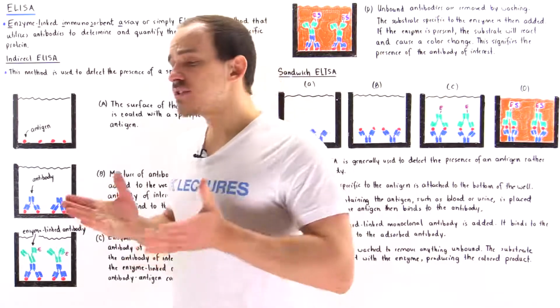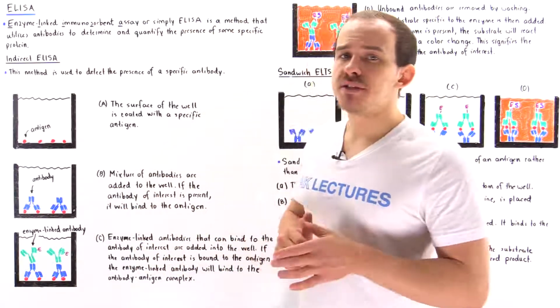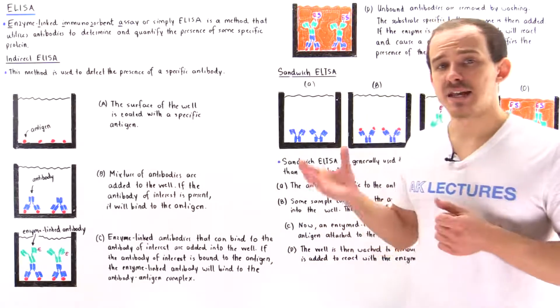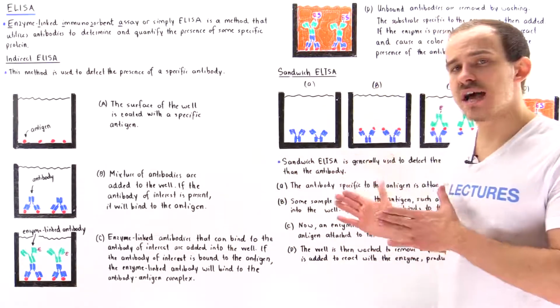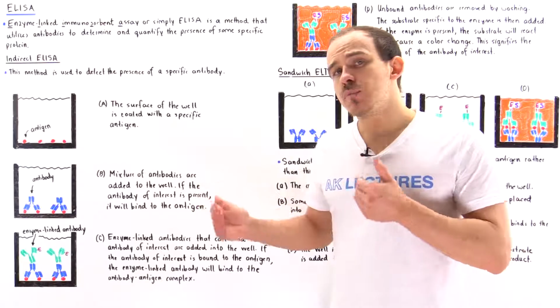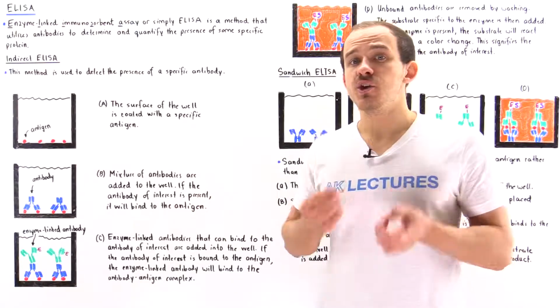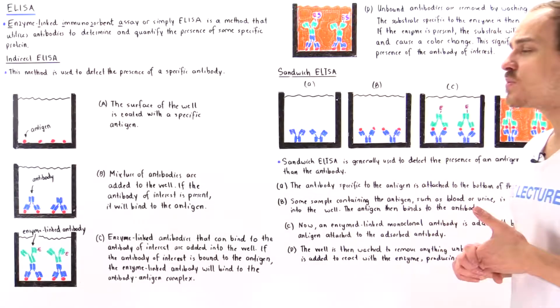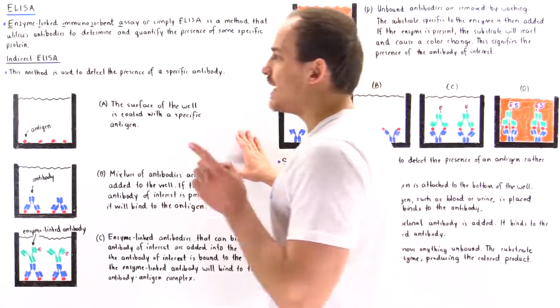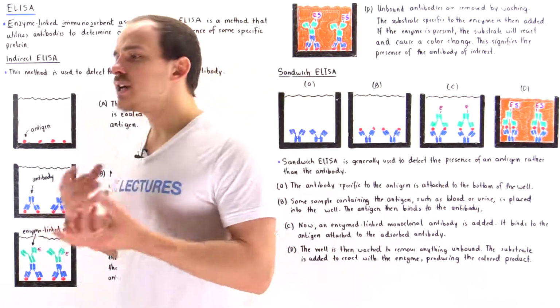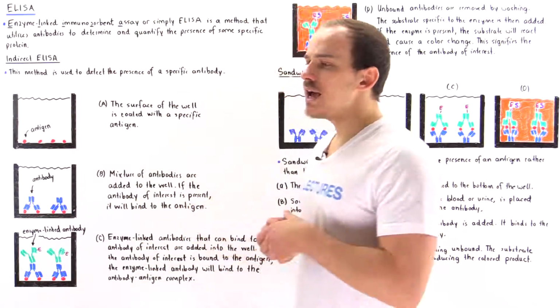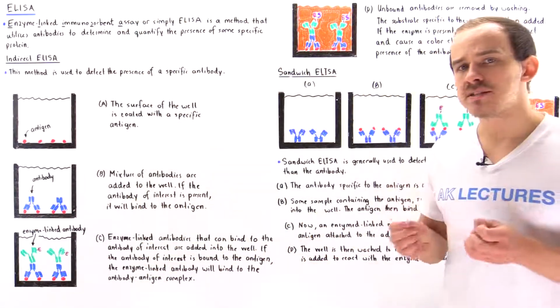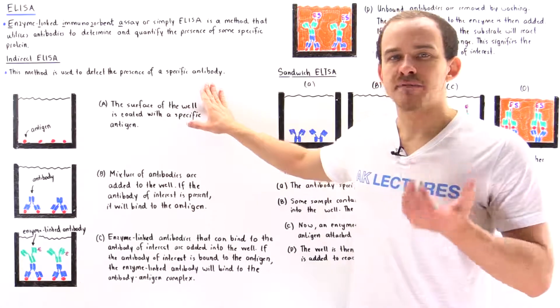Now, we're going to discuss two types of ELISA methods in this lecture. We're going to examine indirect and sandwich ELISA. Although these two methods are slightly different, they use the same exact concept, the same exact principle. So let's begin by examining indirect ELISA. The entire point of indirect ELISA is to test for the presence of some specific type of antibody.